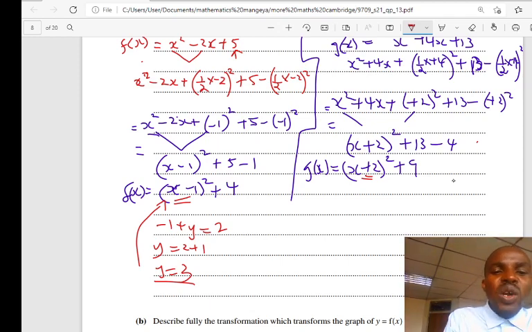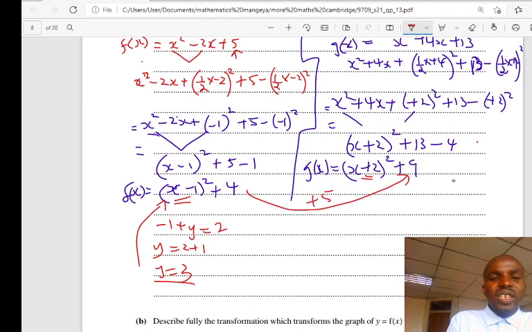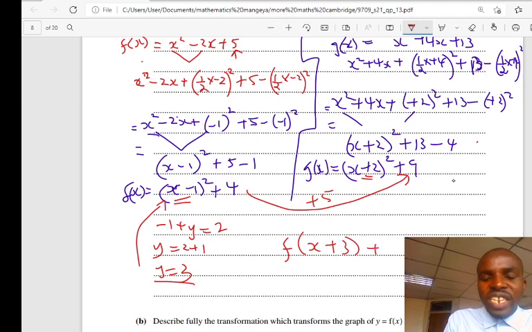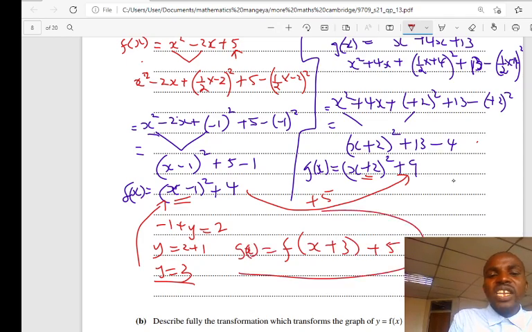Then outside we have 4 and 9 here. To get 9 from 4, we have added 5. So inside we can say we have added 3. Then outside we have added 5. That will be your g of x in terms of f of x. Then you can say you are done.